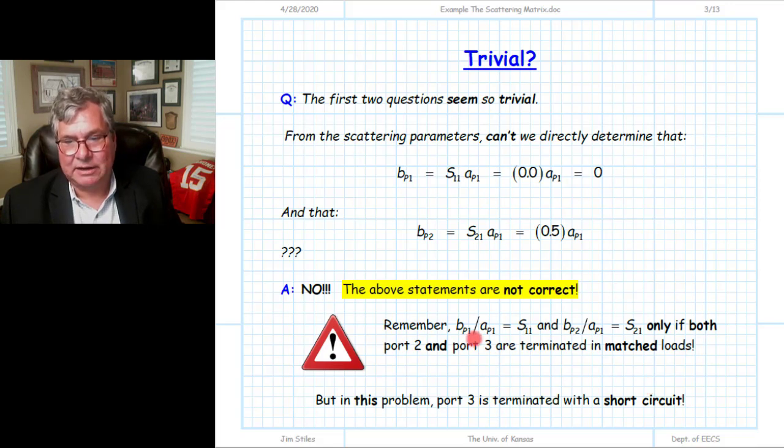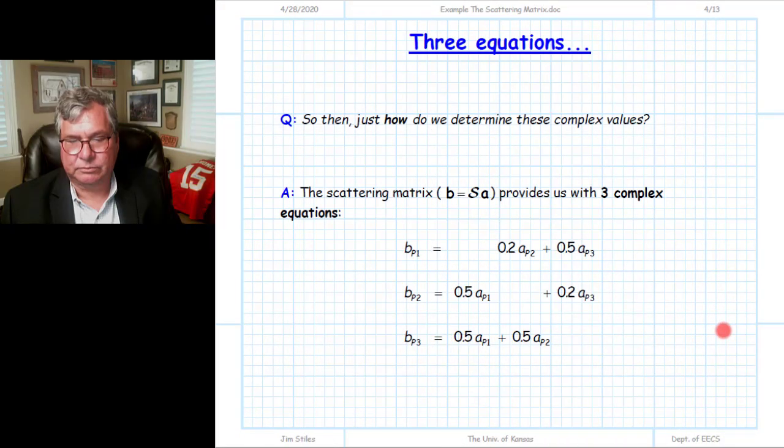And so we cannot directly use these equations. They are invalid. They'd only be true if the other two ports are terminated in matched loads. That is true for port 2, not true for port 3. So how do we determine the answers to these questions?